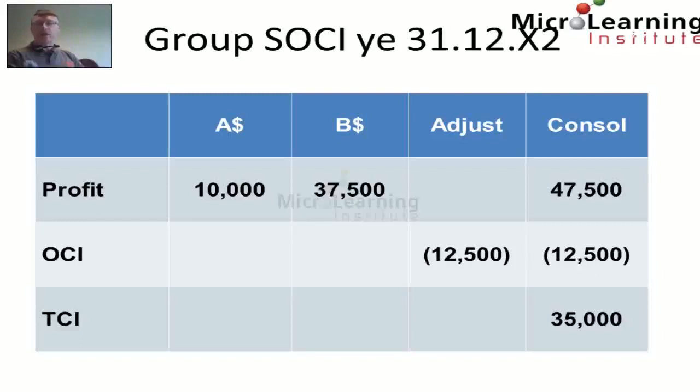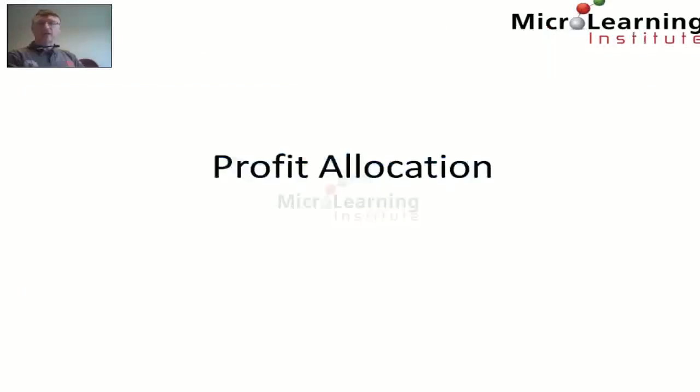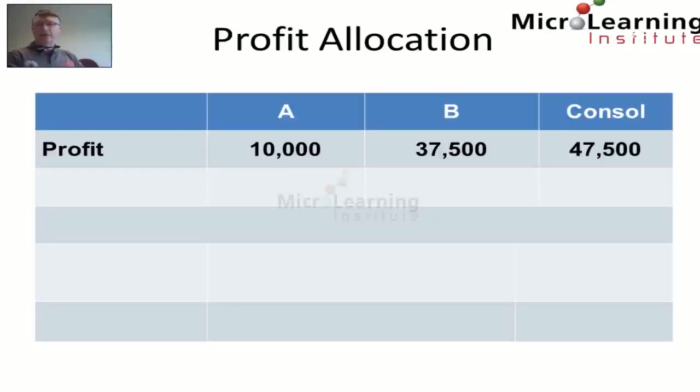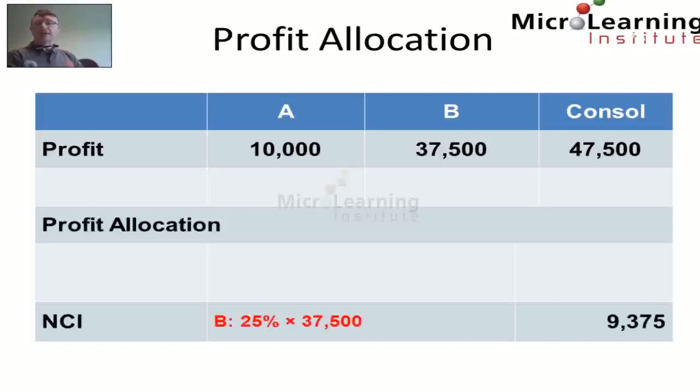Now we need to share that profit and the other comprehensive income between the shareholders of the group and the shareholders of the non-controlling interest. So now let's look firstly at the profit allocation. So the profit figure we can see is $47,500, and now we need to share that. Now firstly, the non-controlling interests are entitled to their share of the profit after tax in Company B in dollars. So we can see that the profit after tax in Company B is $37,500 and the non-controlling interest share is 25%. So therefore the non-controlling interests are entitled to $9,375 of the total $47,500 of profit.